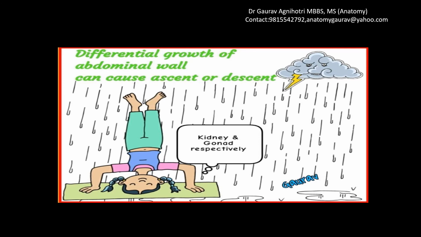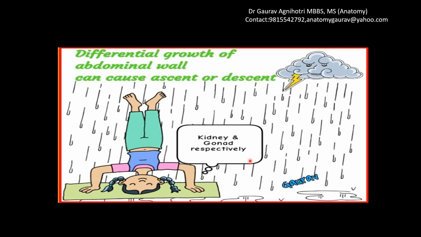Now here, this is my favorite one. This is showing the lightning and the thunder. The lightning and the thunder is stating differential growth of abdominal wall can cause ascent or descent. And this girl here, she's so cool and collected even in this posture. She says, okay, I understand you're talking about the kidney and the gonads respectively.